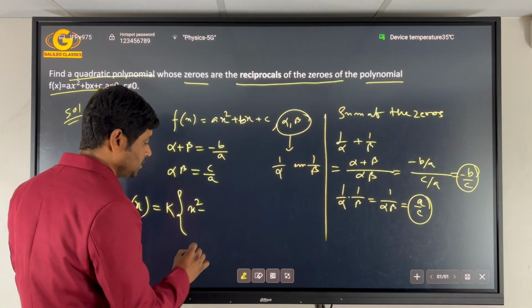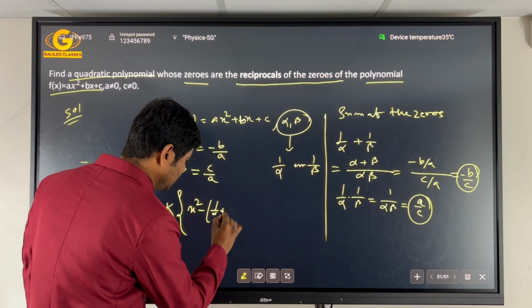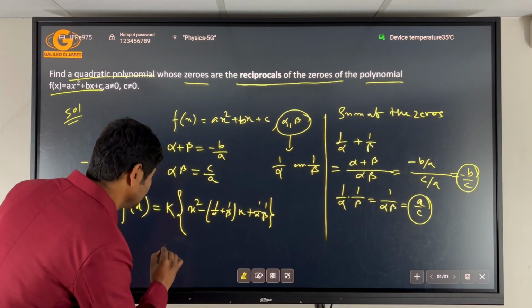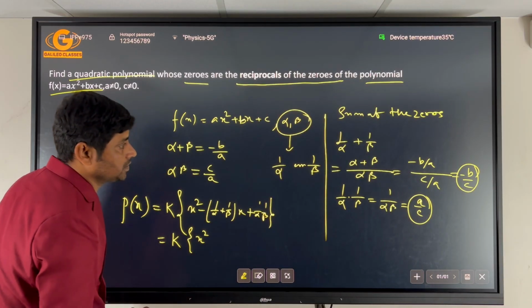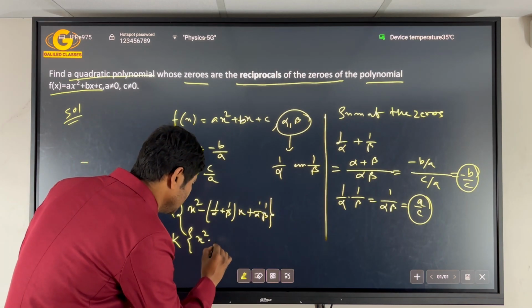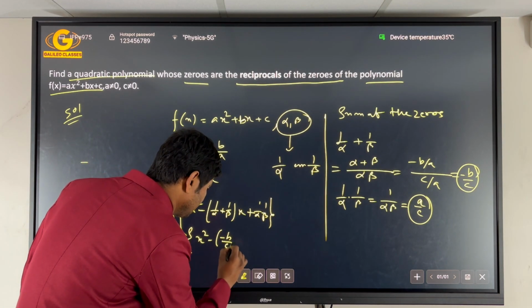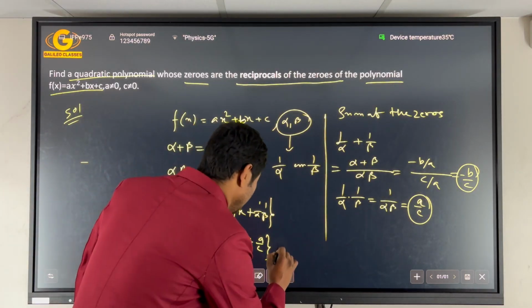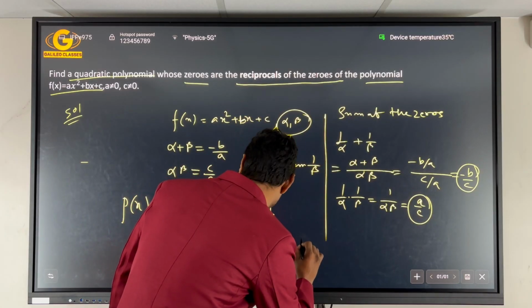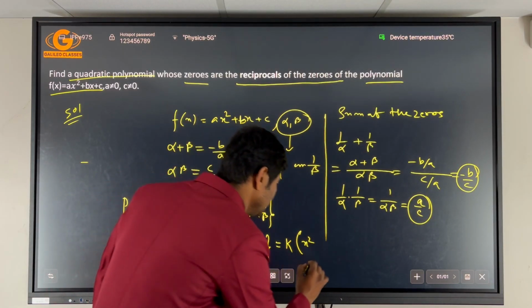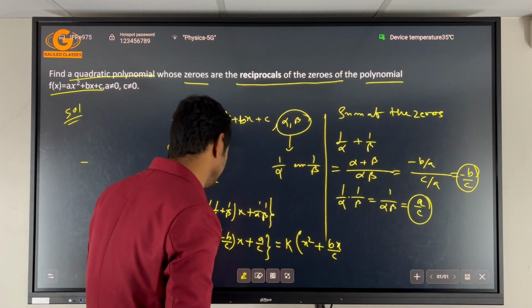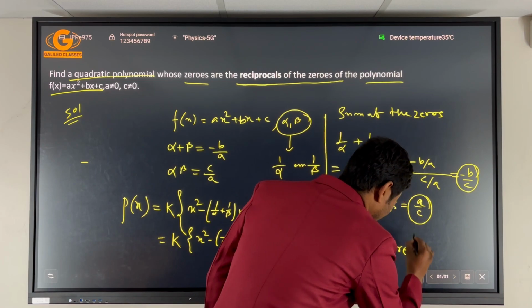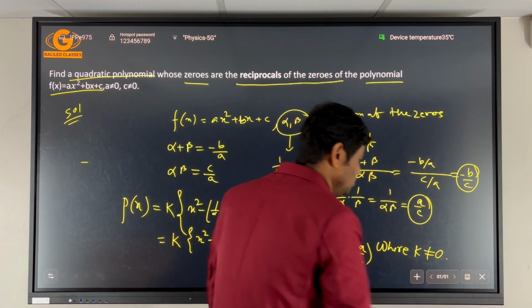x square minus sum of the roots, 1 by alpha plus 1 by beta, into x plus product of the roots. k into x square minus sum of the zeros, minus of minus b by c, into x plus a by c, and it will be k into x square plus bx by c plus a by c, where k is not equal to 0. Clear?